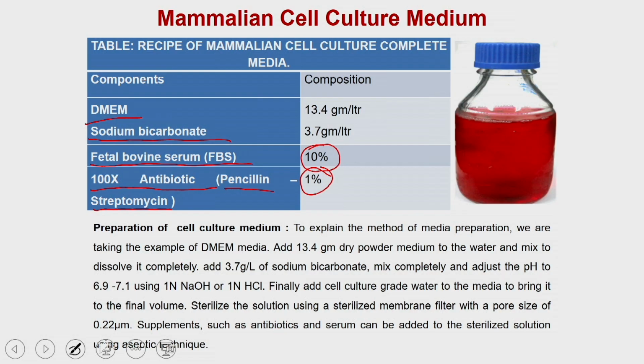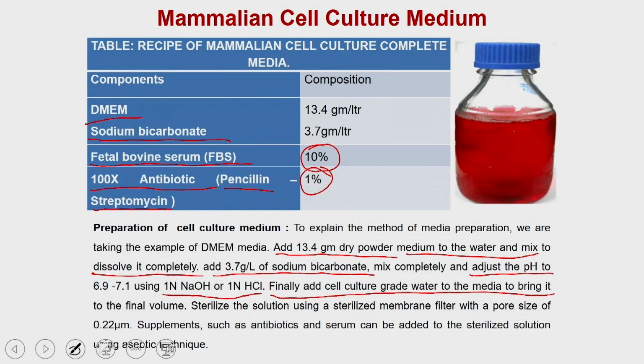If you see the preparation of cell culture media, in this case we have taken the example of DMEM. You take 13.4 grams of DMEM and mix it in water until completely dissolved, and then you add 3.7 grams per liter of sodium bicarbonate and mix it completely. Then you adjust the pH with the help of NaOH or HCl, whichever is applicable, check the pH with pH paper, and finally make up the volume to 1 liter.